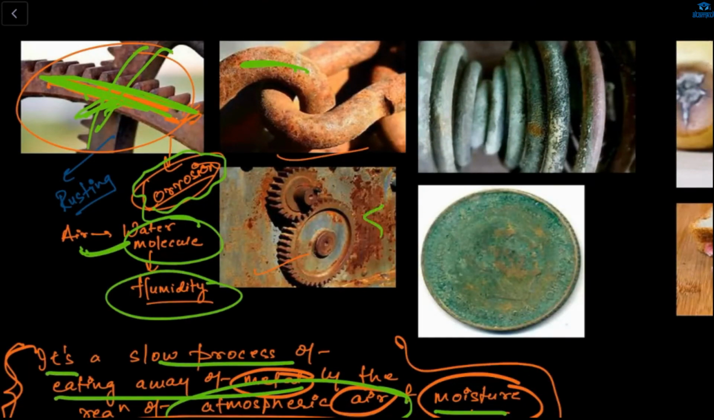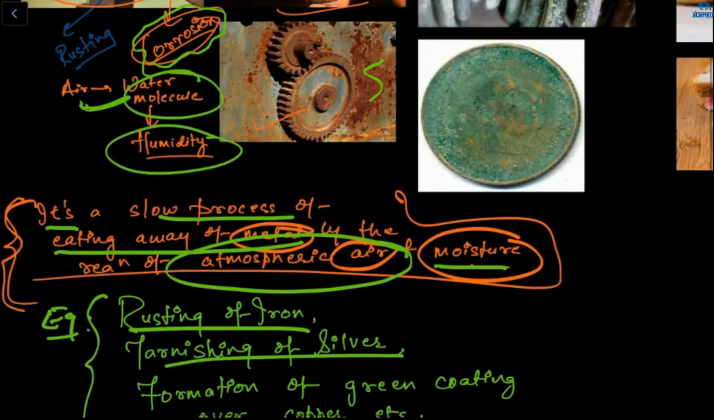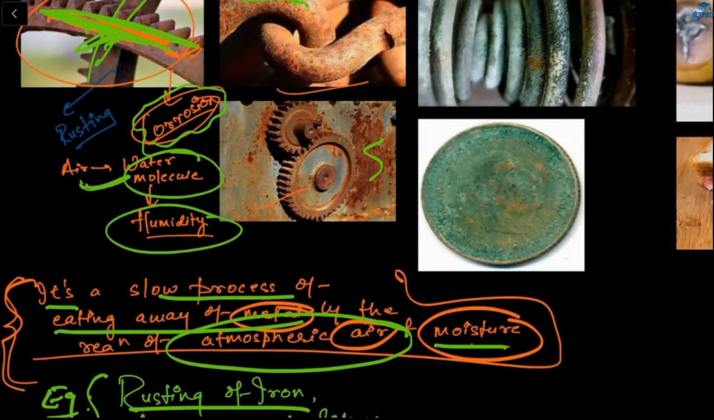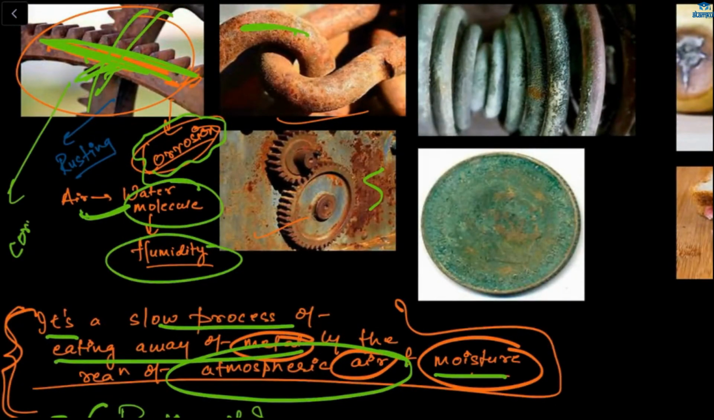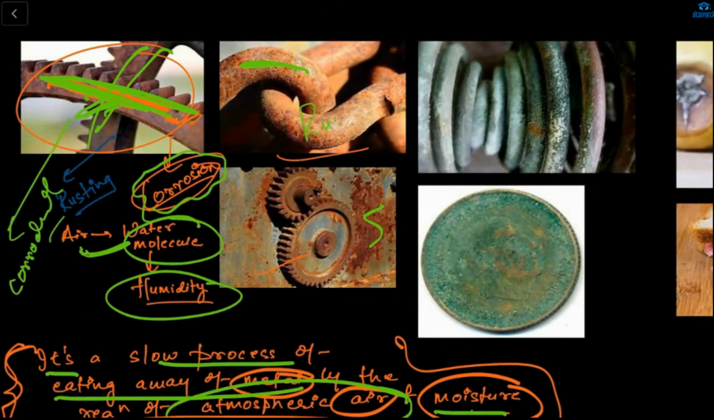See, this is a rust. Some chocolate type of covering is known as rust. Examples are rusting of iron, tarnishing of silver, formation of green coating over copper. Now, it's a slow process. It's not an instant process. We can say my metal is corroded. Okay, Shazan. Yes, ma'am. It's easy now, and the process is called rusting, and the brown one is known as rust.